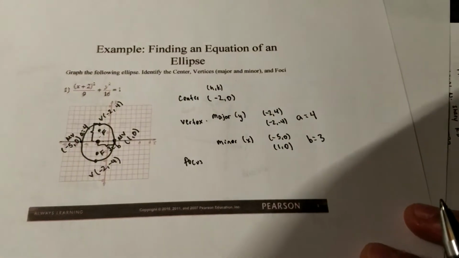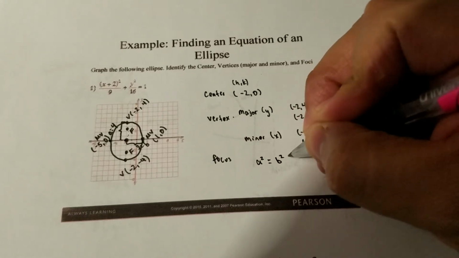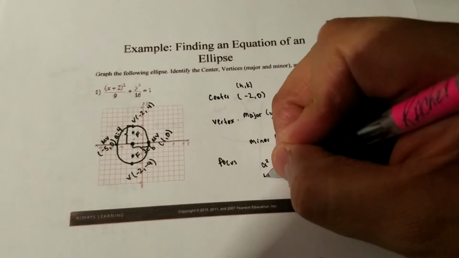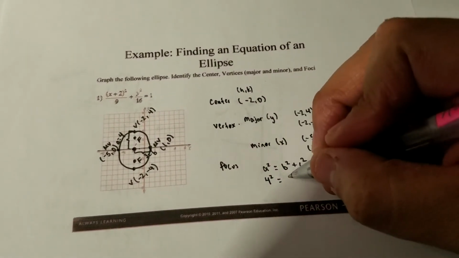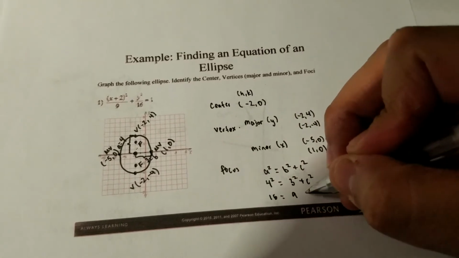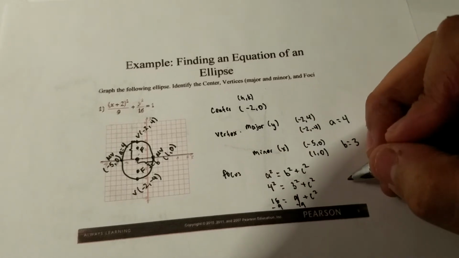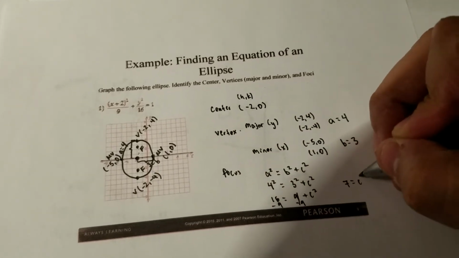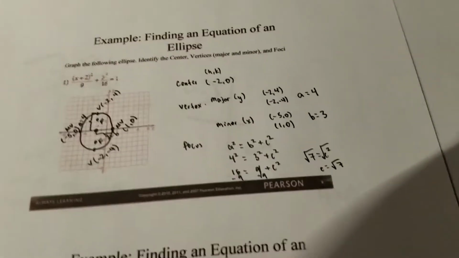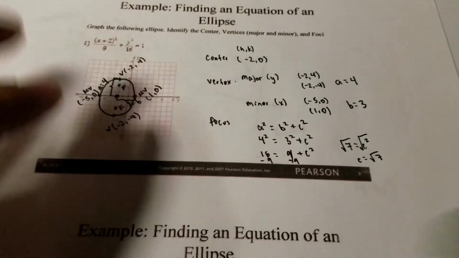Okay, now for my focus, remember I have to use that relationship right here, and I'm going to go ahead and plug in numbers. 4 squared is equal to 3 squared plus c squared. So 16 is equal to 9 plus c squared. So minus 9 minus 9. And when I solve for c, it's equal to the square root of 7. So all I found here is a length. And don't worry about it because it's such a weird number. I don't want to get you confused over here.